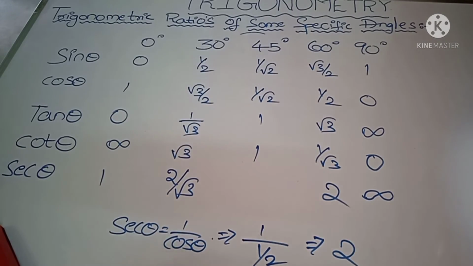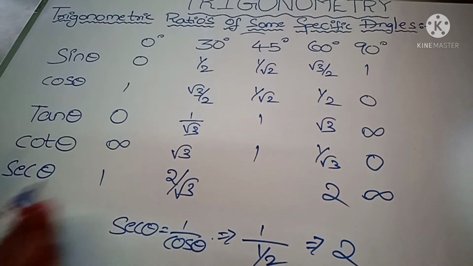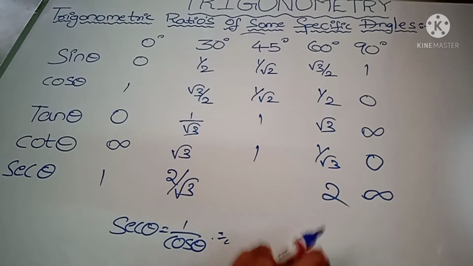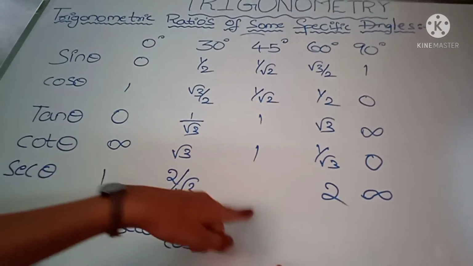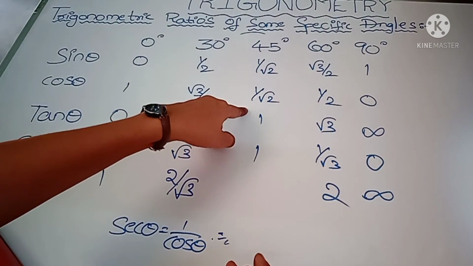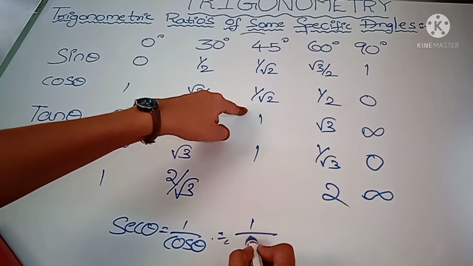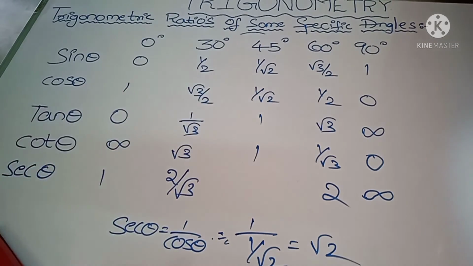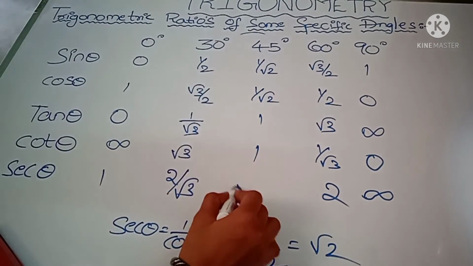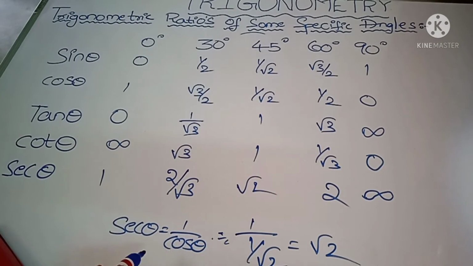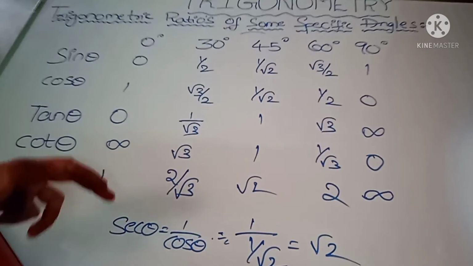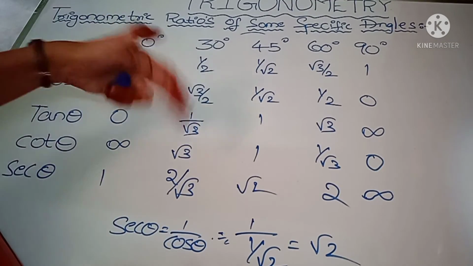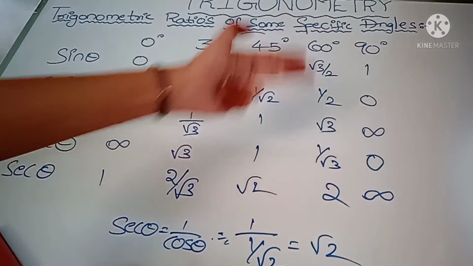And the next one, secant 45 degrees. What is cos 45? 1 by root 2. The value of secant 45 is root 2. Here secant theta is inversely proportional to cos theta, which means the values are reversed compared to cos theta.